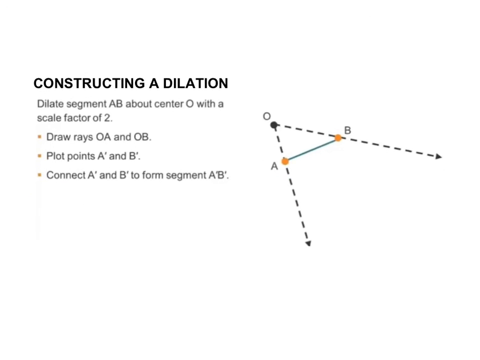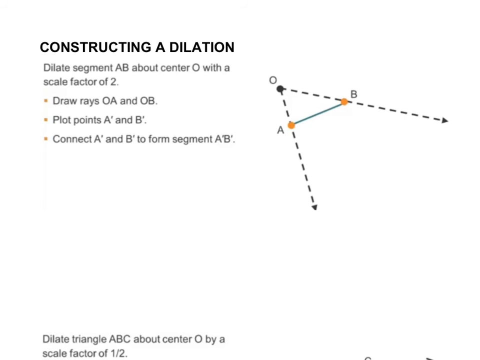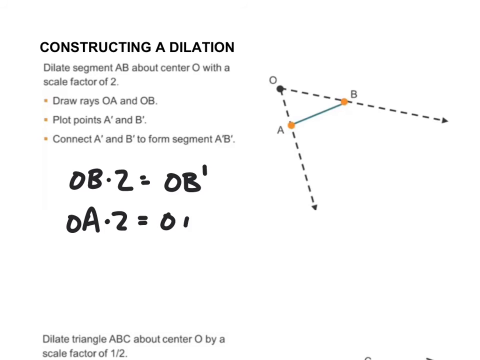So let's take a look. Let's try this on this one. So what we want to do is take this line segment AB and dilate it by a scale factor of 2, about the center O, okay? So again, we've already done this. We've drawn the rays for OA and OB, okay? And so as a result, I'm going to take the length of OB, multiply it by 2, and that's going to give me OB prime, okay? I'm going to take the length of OA, multiply that by 2, and that's going to give me OA prime, okay?